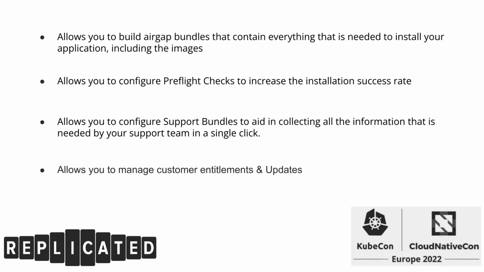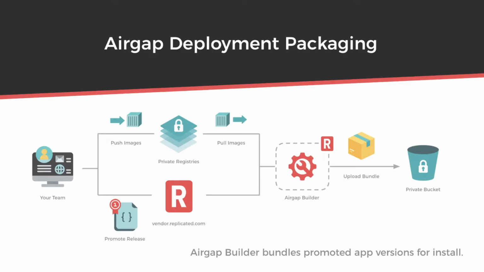So now what we're going to do is get into a diagram here to explain how we do it. In this diagram, you see your team. And your team is either going to write manifests and is going to be pushing images. The manifest will be included in your release. And by the way, this could also be Helm charts. And they're going to write those and promote into our vendor portal, which I'll demo in a moment.